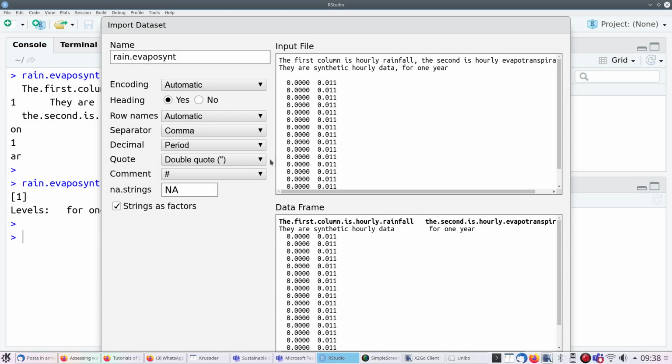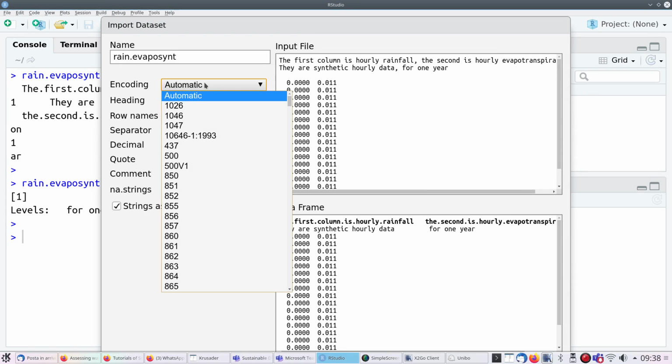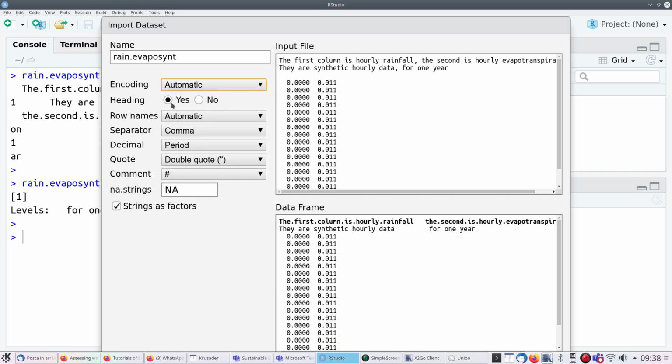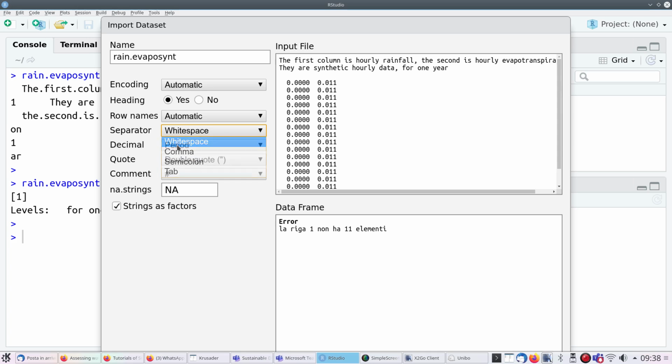I just want to see if there is a way to... Encoding its heading, yes. Separator, okay. White space. And then decimal is period, okay. I think I have to identify the first columns with comments. There is no other way. And then we try again.